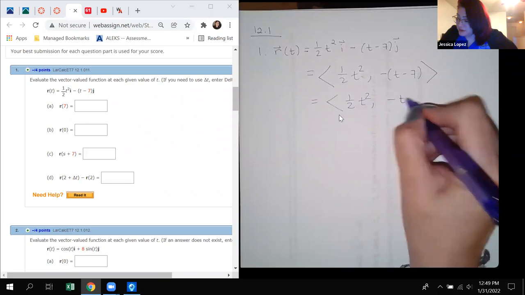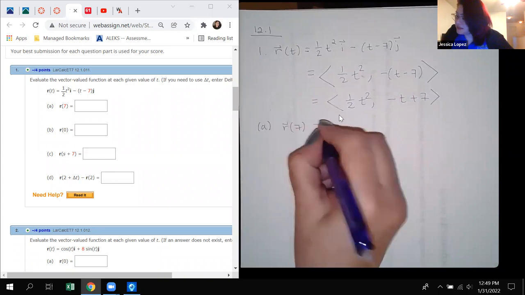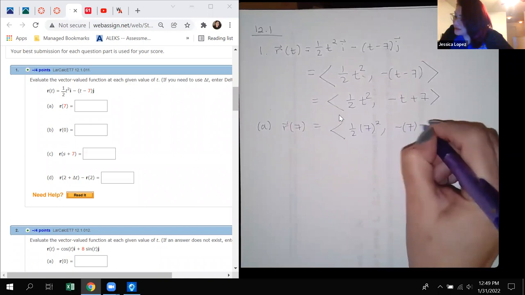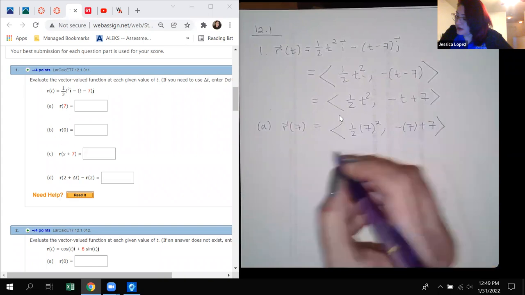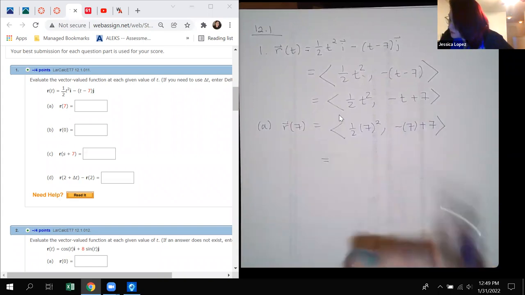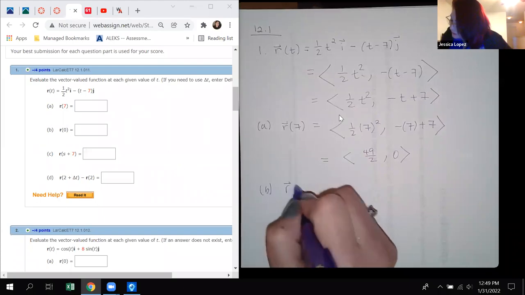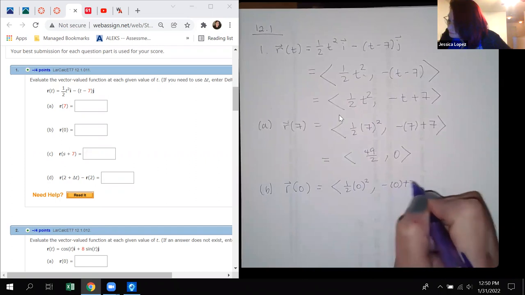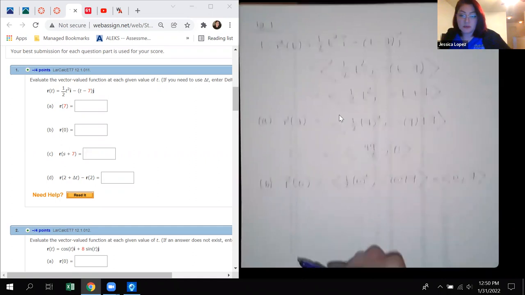So when they ask for r of 7, we're literally replacing the t with 7. But notice that the result is a vector, not just a value like in a regular function, okay? So here I get 49 over 2, and here I just get 0. So it is a vector. Now for part B, they want me to find the vector value at 0, so I would be plugging in 0. Then I get 0 for the first coordinate and 7 for the second coordinate.